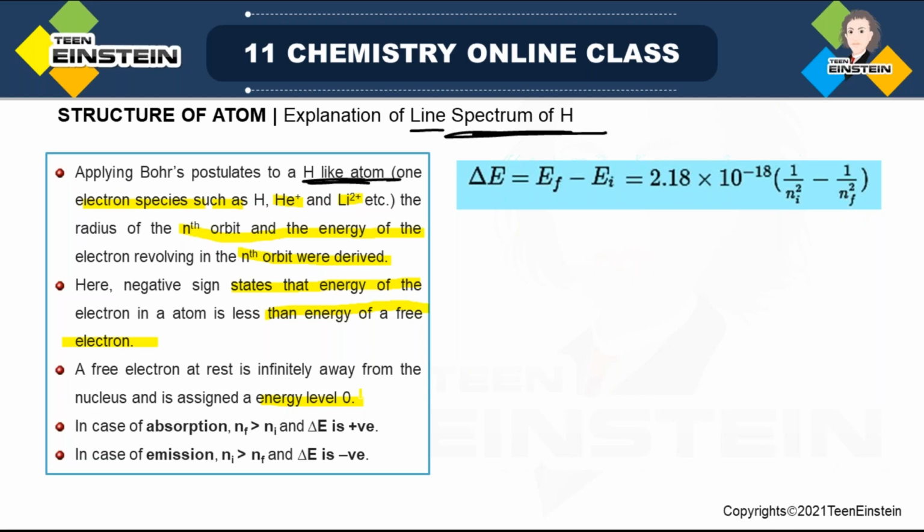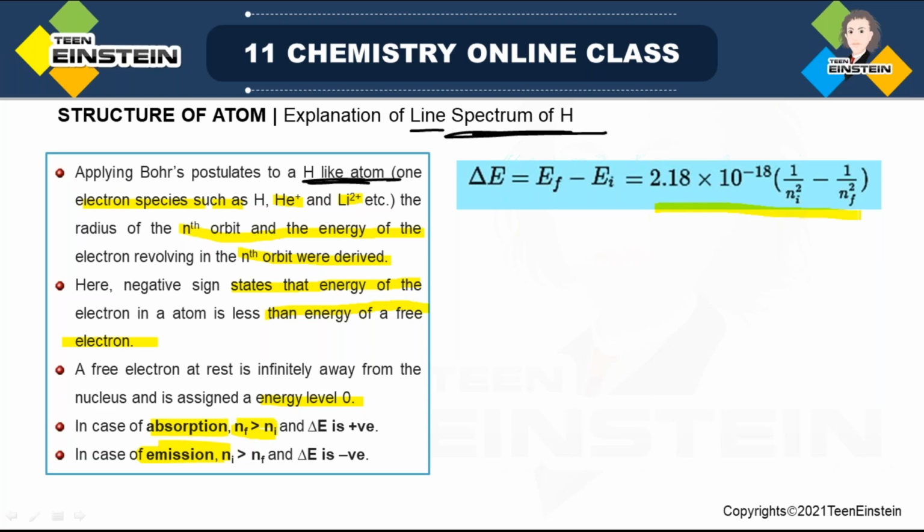Now two processes are possible. One is absorption, another one is emission. In absorption, we know that the electron moves from a low energy level to a high energy level. That means n final, Nf, must be greater than n initial. Suppose it is moving from 1 to 2. So for the absorption process, this condition must be fulfilled: Nf is greater than Ni, where i means initial and f means final.